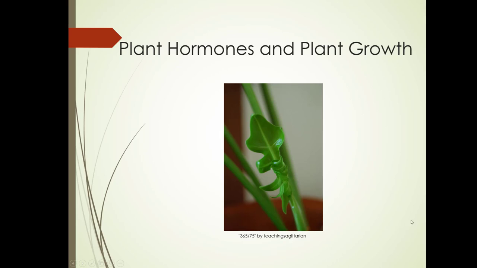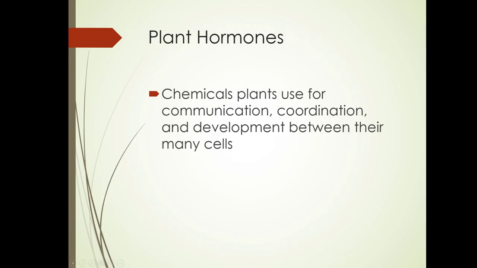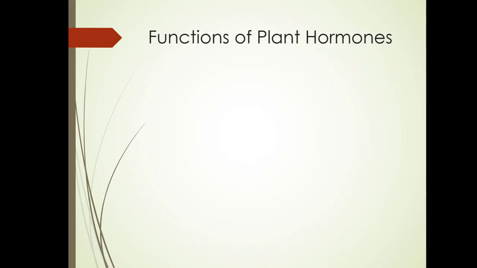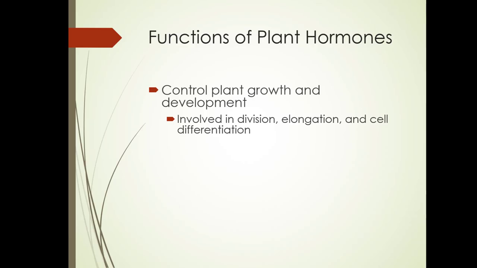We're talking about plant hormones and plant growth. Plant hormones are chemicals the plants use for communication, coordination, and development between their many cells. Functions of plant hormones include controlling plant growth and development, involved in division, elongation, and cell differentiation.